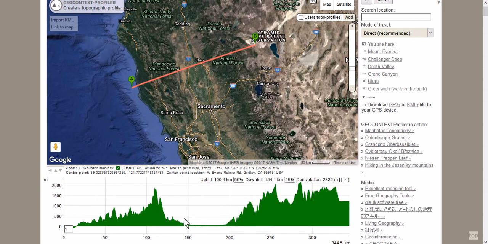Then we can clearly see this lowland area, and that's the Sacramento Valley. Very clearly you can see that right through there. So a lot of the agricultural area of Northern California is going to be found right through here in the Sacramento Valley. I'm going to go ahead and reset.